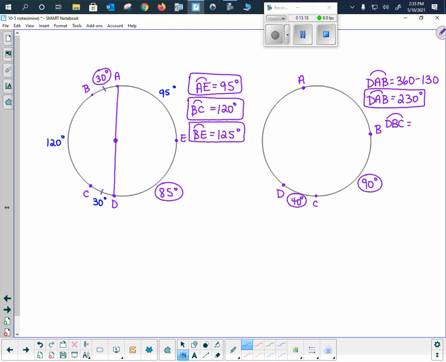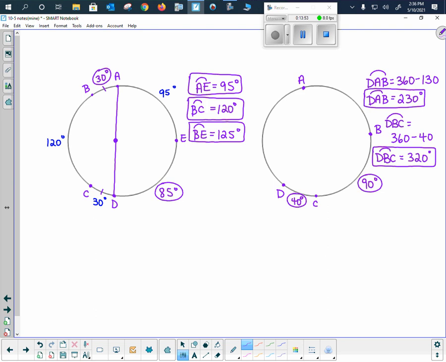If you go from D to C, but you have to go through B, so the long way, you're covering the entire circle except 40 degrees. So you should be doing 360 minus 40, and therefore arc DBC equals 320 degrees. Okay. All right, so practice with that stuff, guys.